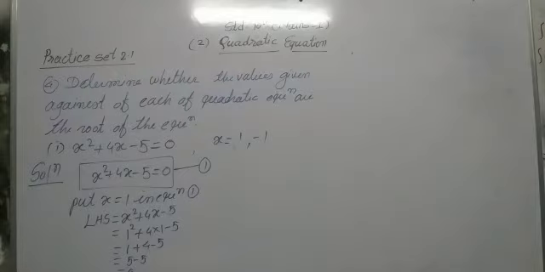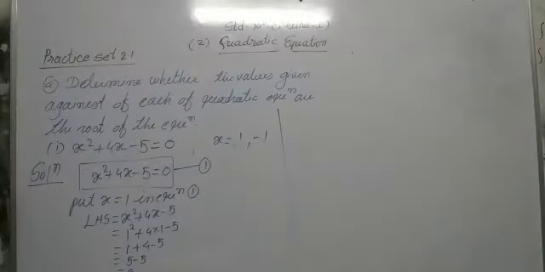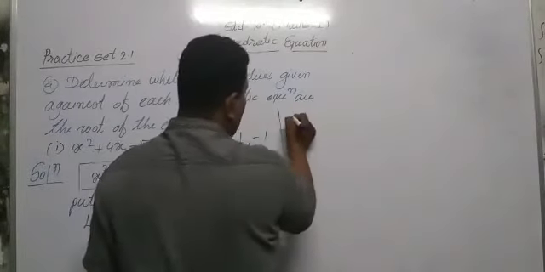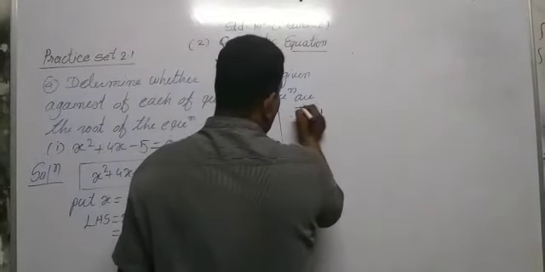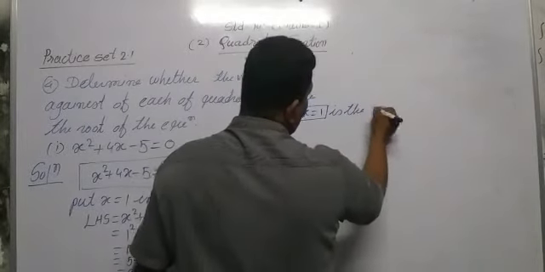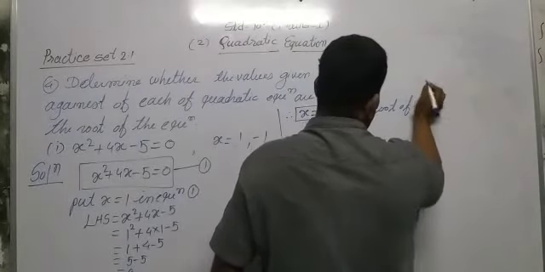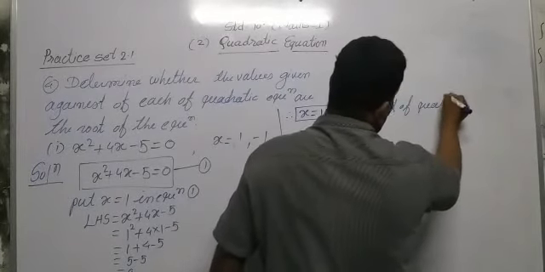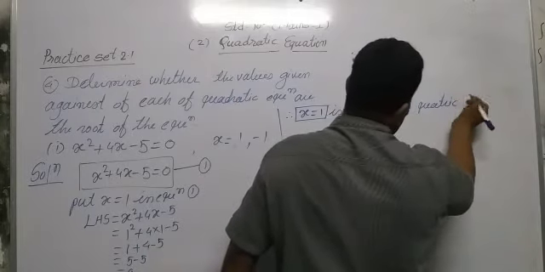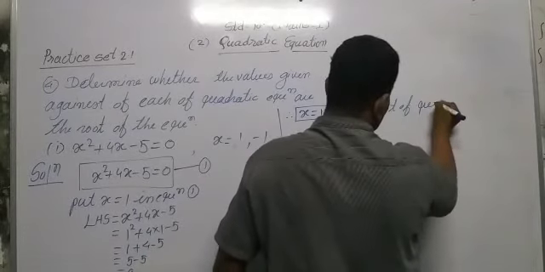Now if you observe, LHS and RHS come to be equal, hence we write down x equal to 1. Hence x equal to 1 is the root of the given quadratic equation.